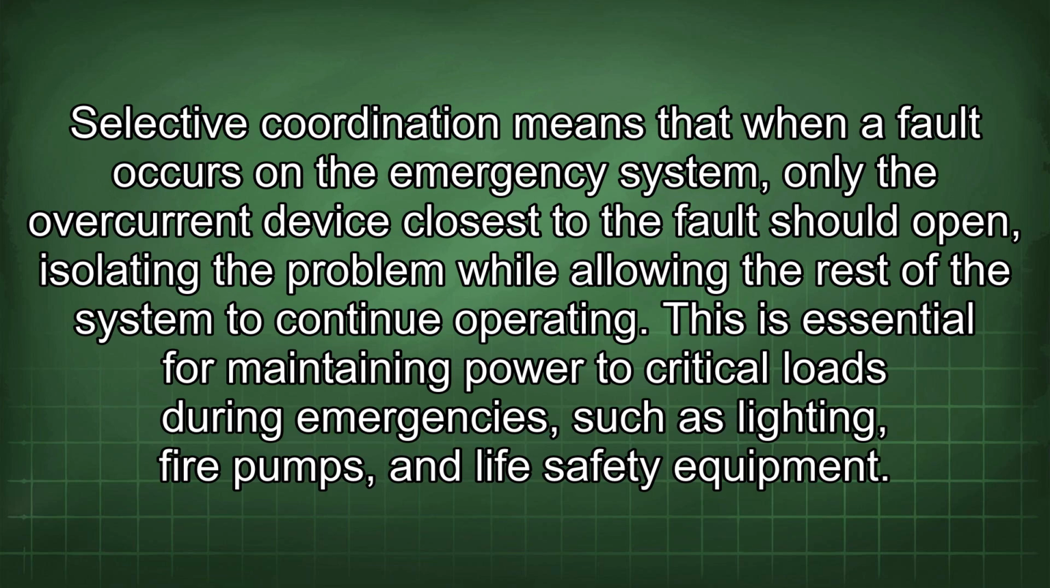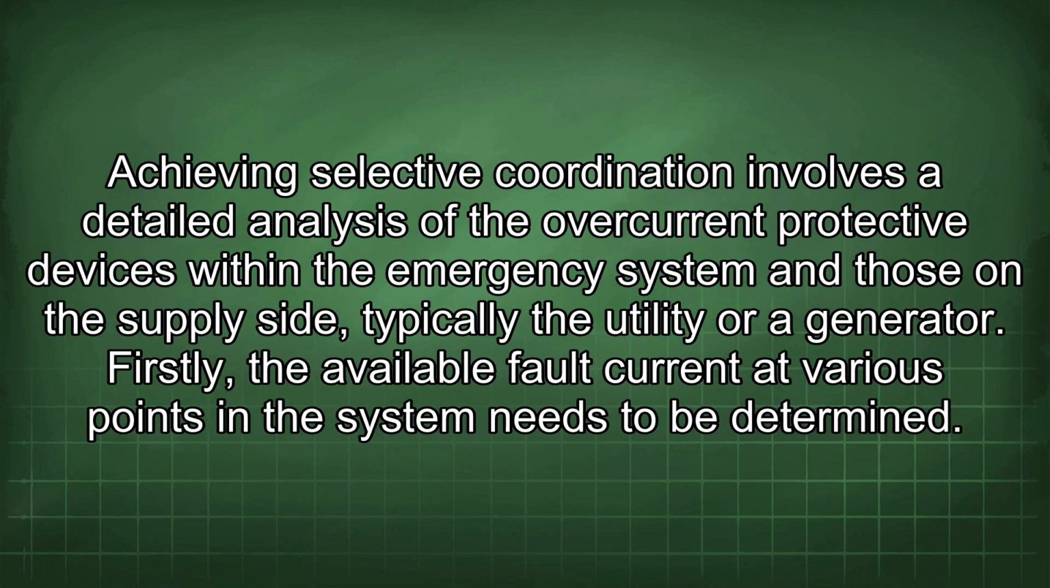This is essential for maintaining power to critical loads during emergencies, such as lighting, fire pumps, and life safety equipment. Achieving selective coordination involves a detailed analysis of the overcurrent protective devices within the emergency system and those on the supply side, typically the utility or a generator. Firstly, the available fault current at various points in the system needs to be determined.